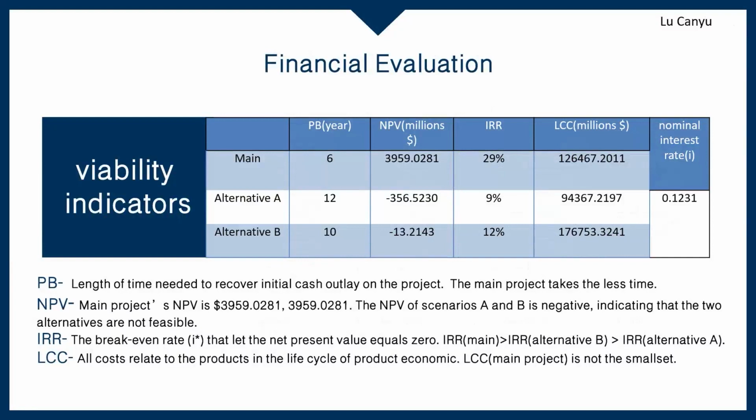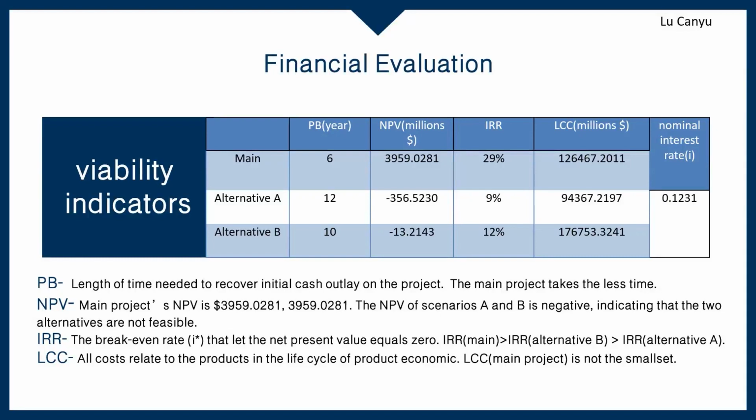The mathematical meaning of IRR is the discount rate that makes NPV equal 0. It means the expected rate of return on investment. The larger the indicator, the better the investment. The values in the table show the main project's IRR is larger than B's and B's IRR is larger than A's. LCC refers to all costs related to the product in the life cycle of the product. LCC is not relevant to the revenue of the project. From the table, we can see the main project's LCC is not the smallest.